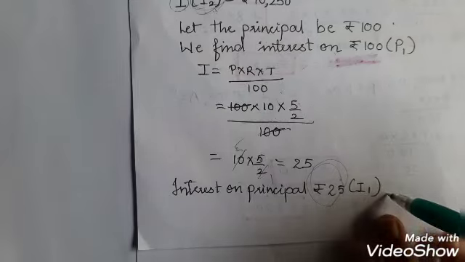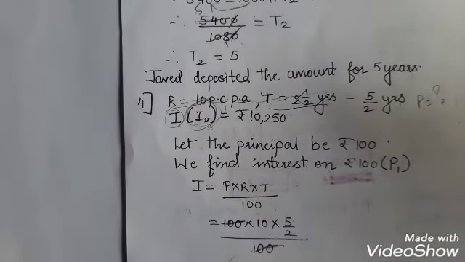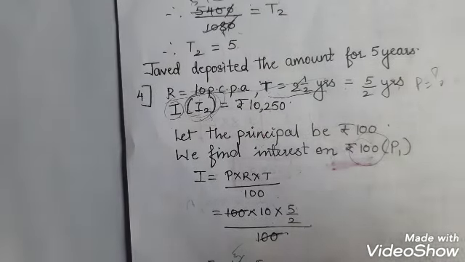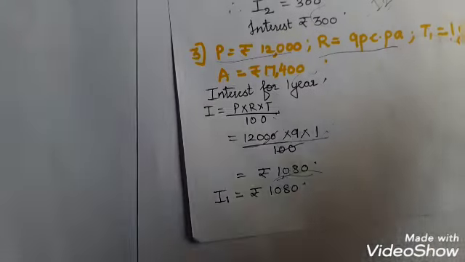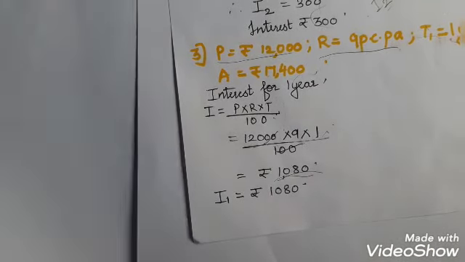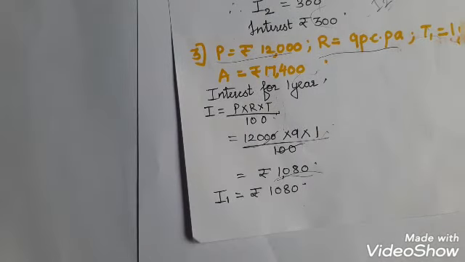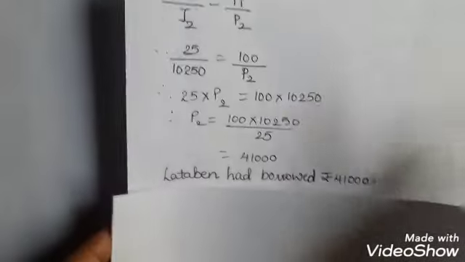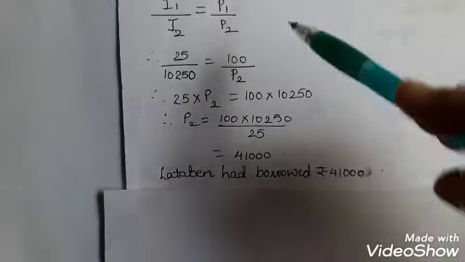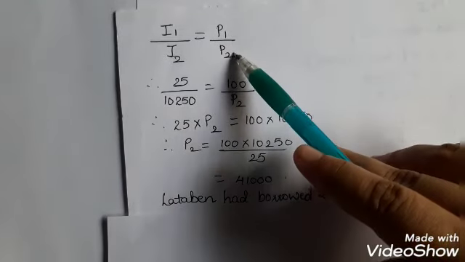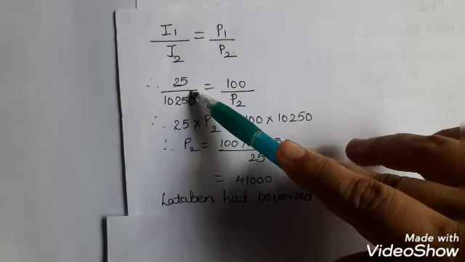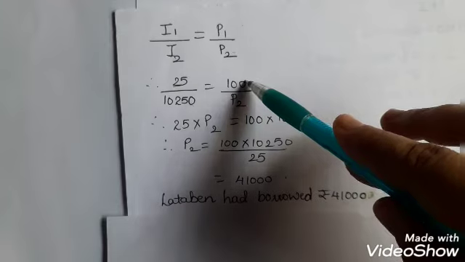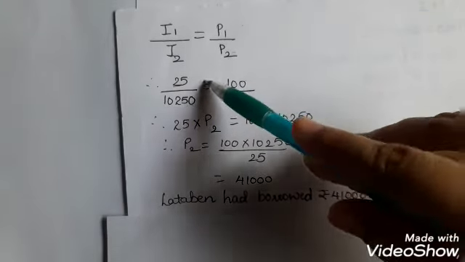Okay. So we got I1, we have I2. Now we know what is P1. We have assumed P1 as 100. We will find P2. So now let's see how to find P2. So I write I1 upon I2 is equal to P1 upon P2. I1 I got 25. I2 is given 10,250. P1 we have assumed 100. P2 we have to find out. So now cross multiply.